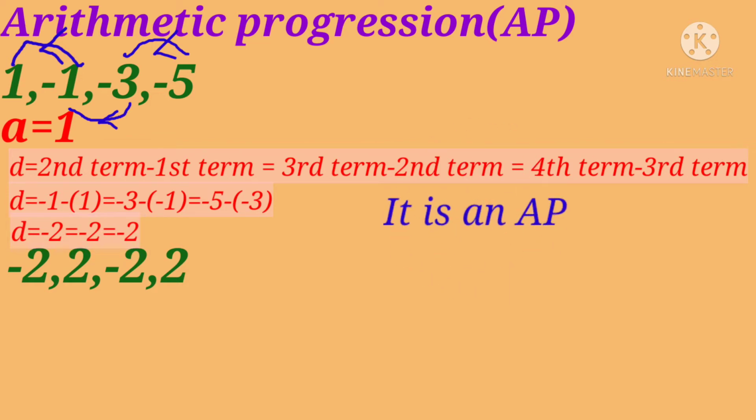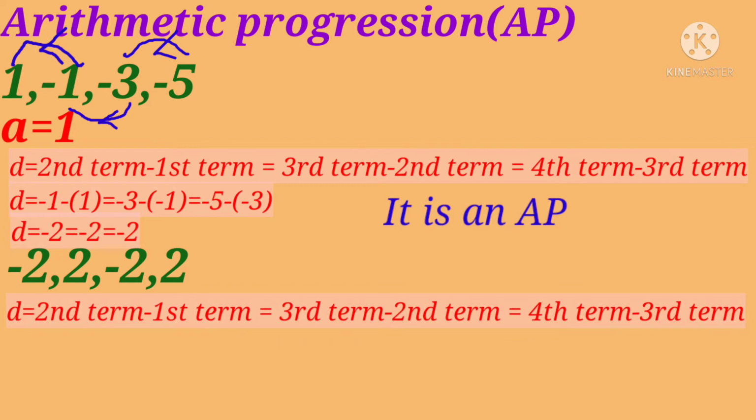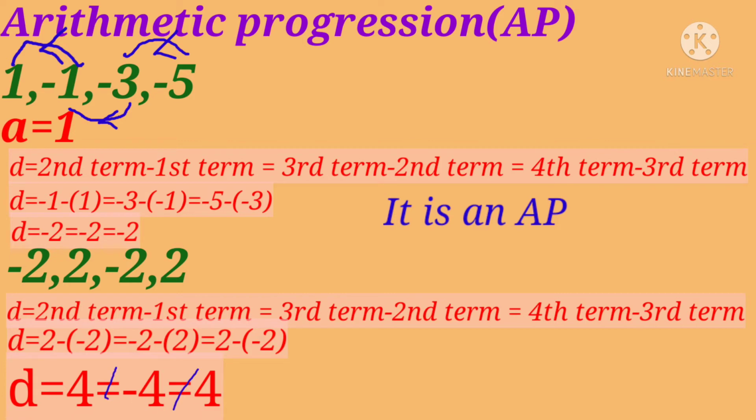Let's move on to the second example. Over here the question is given as minus 2, 2, minus 2, 2, minus 2. So what we need to do? Take the second term, subtract the first term. We got the answer as 4. Then take the third term, subtract the second term. We got the answer as minus 4. If we check it, we get oscillating numbers like 4, minus 4, 4, minus 4. In an AP the common difference should be the same, but over here it's not the same. So it is not called an AP.